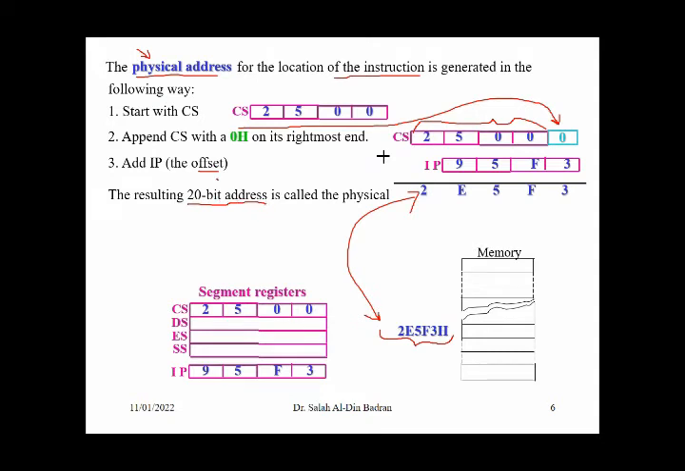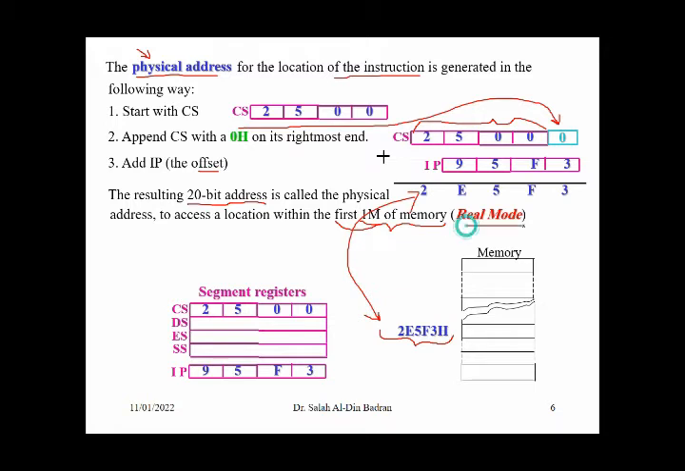Remember, the CS register has only 16 bits. The IP register has only 16 bits. But the physical address is 20 bits. How did we get it? As I just explained. So the result is a 20-bit address called the physical address to access a location within the first 1 mega of memory, the first 1 mega, the real mode.